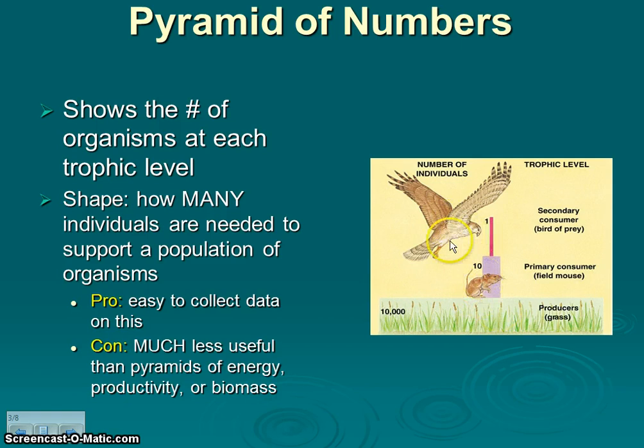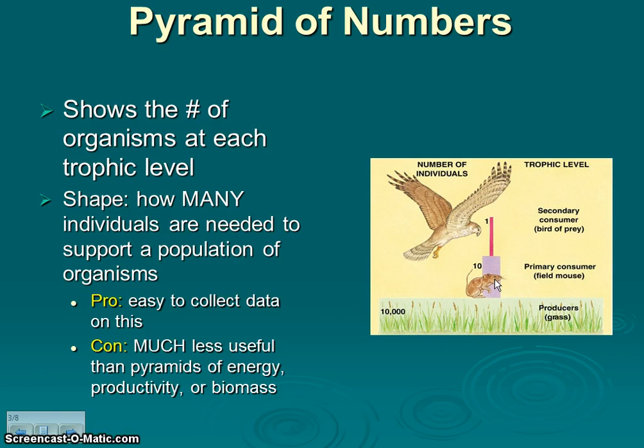For these bigger moving creatures, we could do Lincoln Index and estimate population size. So overall, it could be pretty easy to collect this data compared to the pyramid of energy. However, it's less useful, right? It doesn't tell me how big the organism is. I could have 10 mice. That's not that much matter that I'm referring to. I could probably hold 10 mice in my arms if they didn't run away from me. However, if I were talking about 10 whales, I can't hold 10 whales in my arms. So this doesn't take into account size at all.